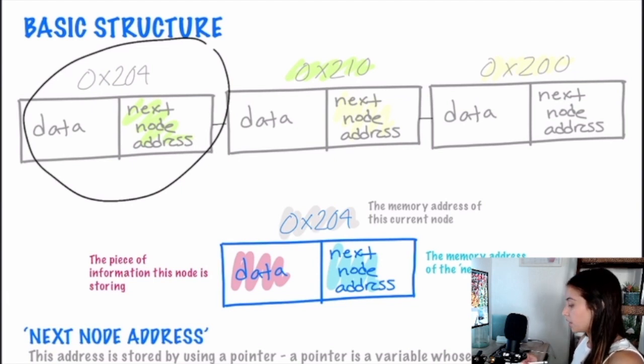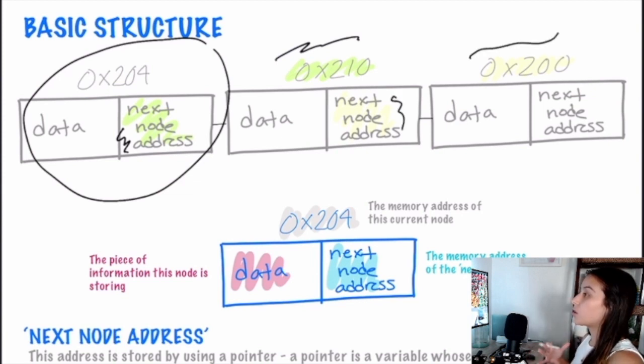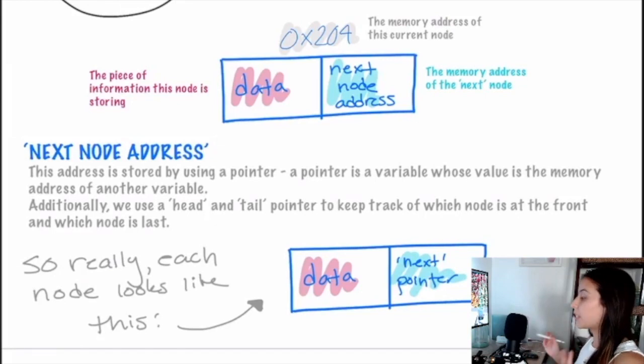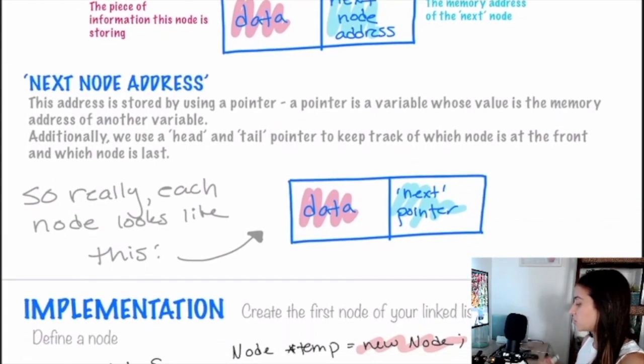So if you see here, these are highlighted and color-coded on purpose. So this is like a lime green, and this is holding this address. And then this one, you see it's yellow, it's holding this address. So every node holds its own data, but then it also holds the address of the next node in its list. And the way that we actually save this address is with a pointer.